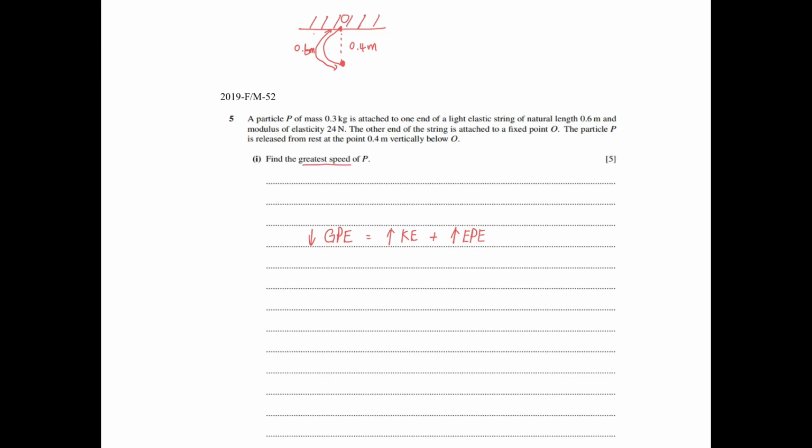Now we have to consider the greatest speed. In what situation does it have the greatest speed? Greatest speed means maximum V. Maximum V means dV/dt equal to 0. That means acceleration A equal to 0. Based on Newton's second law, resultant force equals ma. So if A is equal to 0, the resultant force should equal 0 also.